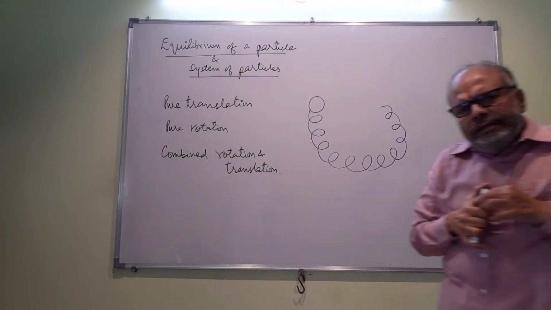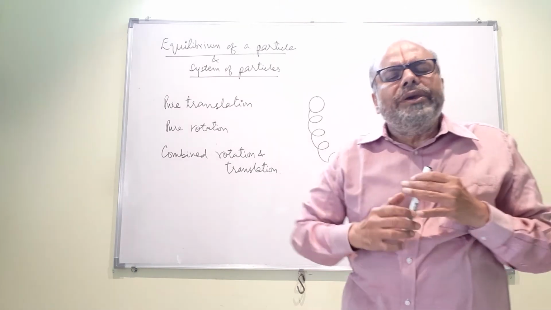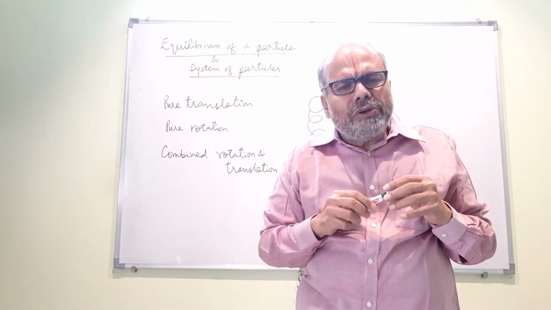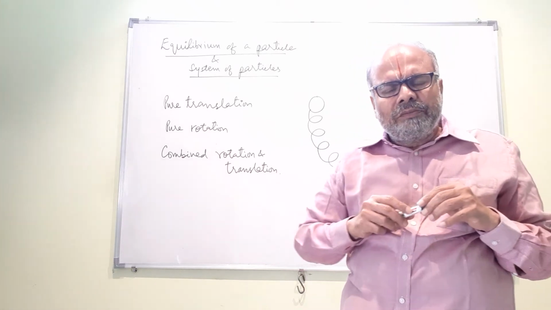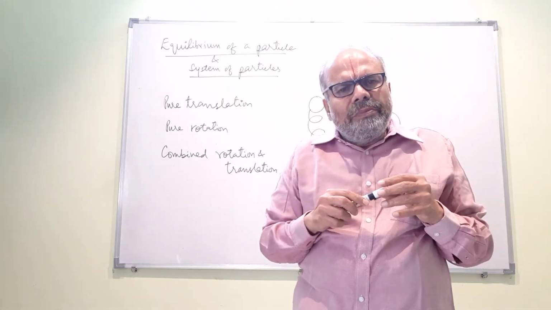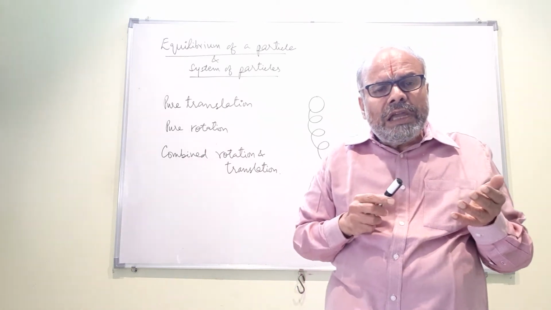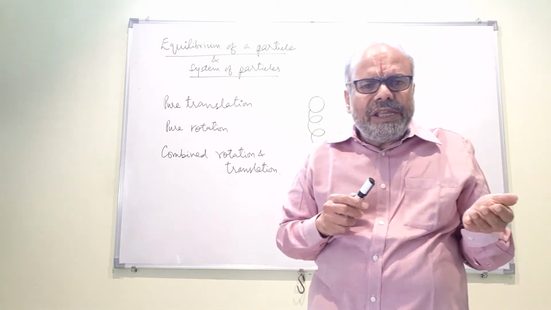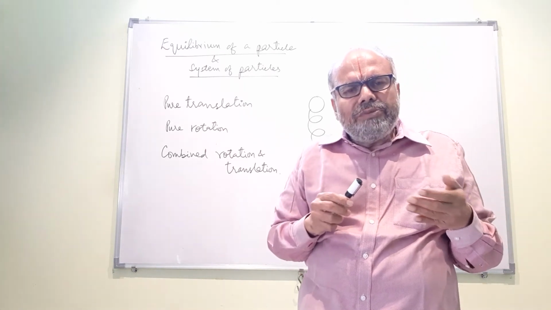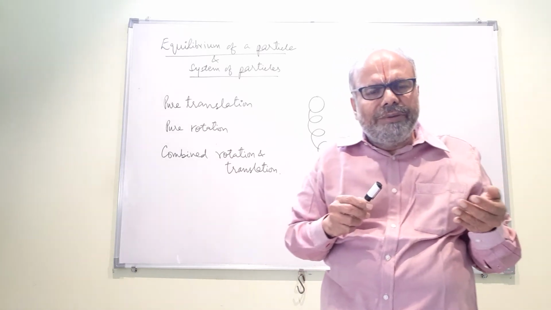A particle is said to be in equilibrium if the net force on it is zero. When the net force on a particle is zero, the particle can be in two states. It can either be at rest, then it is called a static equilibrium, or it can be moving at constant velocity, then it is called dynamic equilibrium.